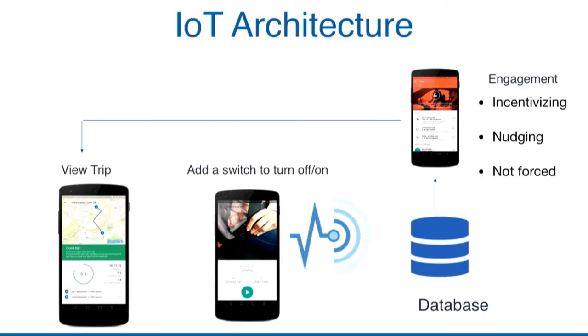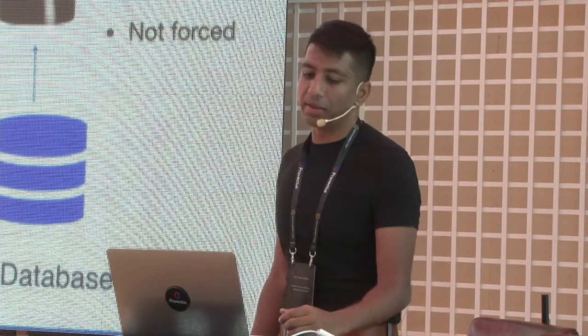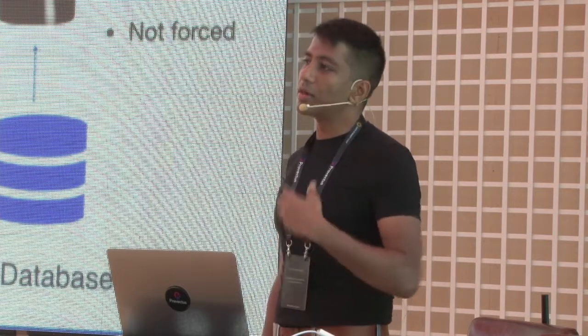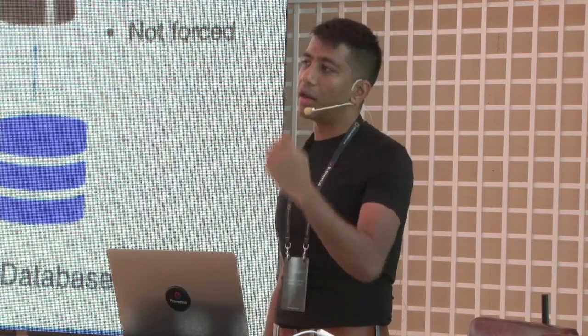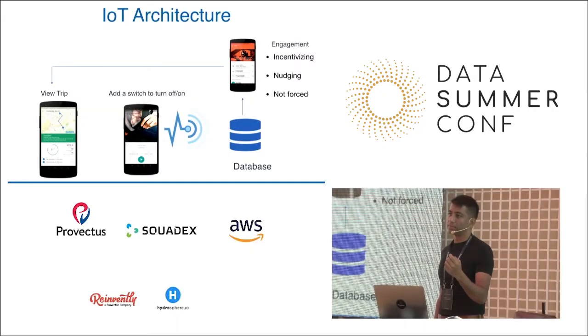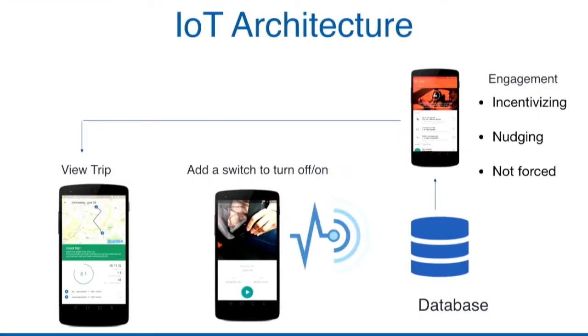So when we come to the IoT architecture, this basically comes down to something like this. Instead of just having a viewing layer, you add a layer of gamification, where you are giving people incentives, a nudging, and you're not forcing, so that people are engaged in what you are doing. So that's the first layer of building a product which you can make people use or adopt.